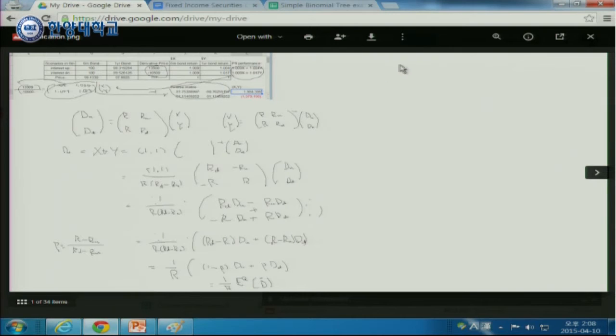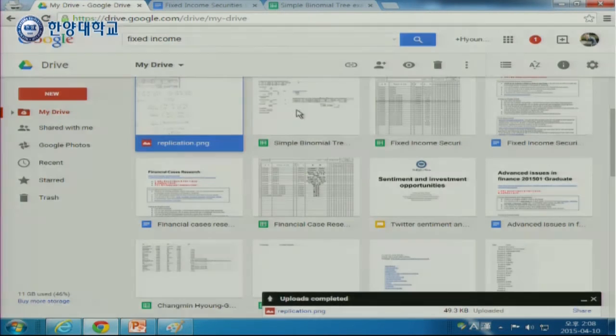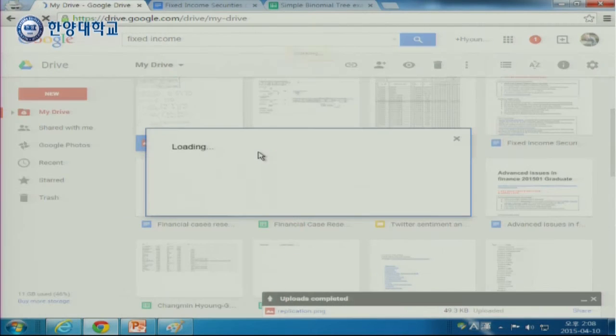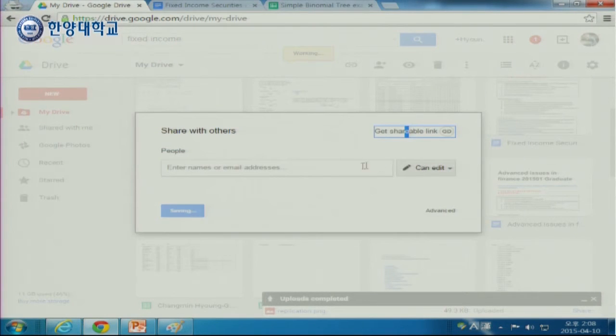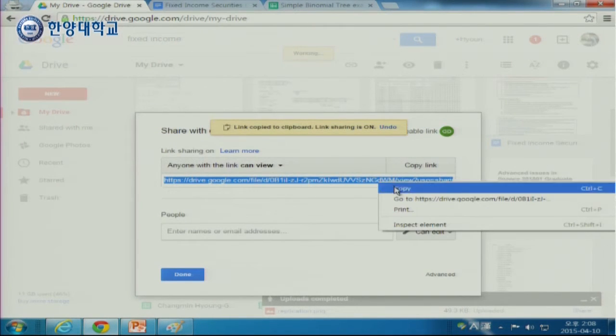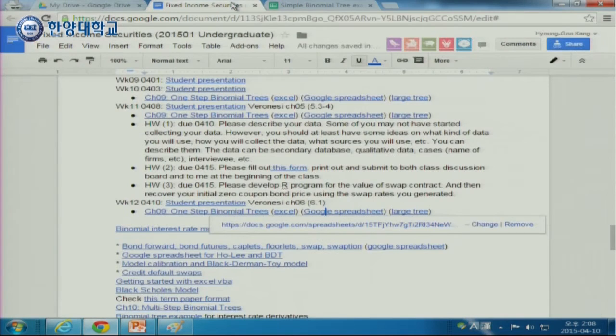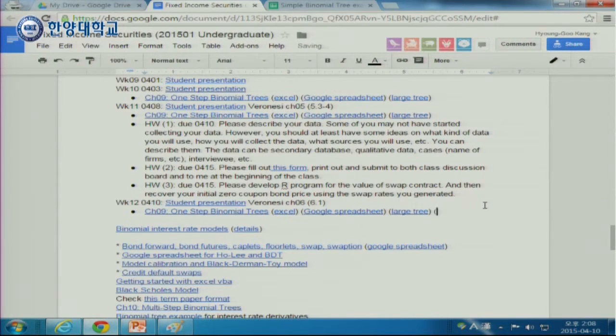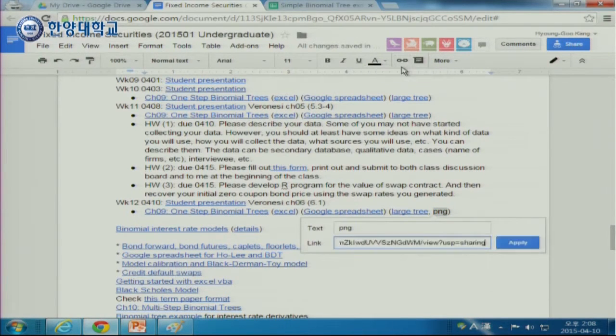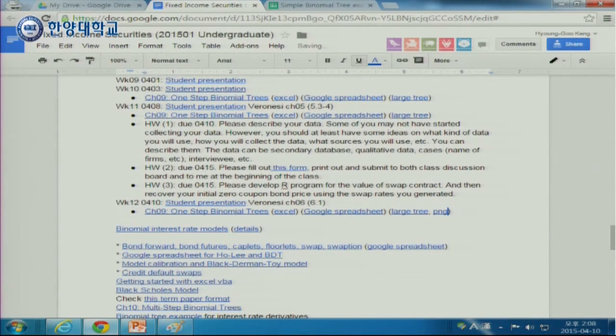Okay, so then share. How can I share? Share. Okay. I want to share. Get shareable link. Copy. Done. And then PNG file. Cool. Okay, now you can access this one too.